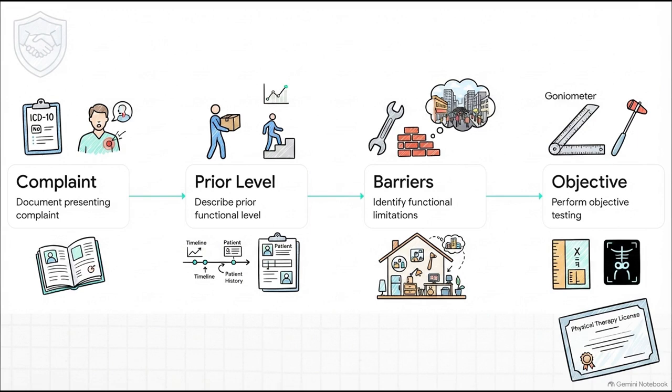Third, you have to identify any social or environmental barriers that could potentially throw a wrench in the recovery trajectory. And fourth, you must perform objective impairment testing. Following this exact sequence is what justifies the skilled nature of the therapy being provided. It proves without a doubt that the patient actually requires a licensed professional.